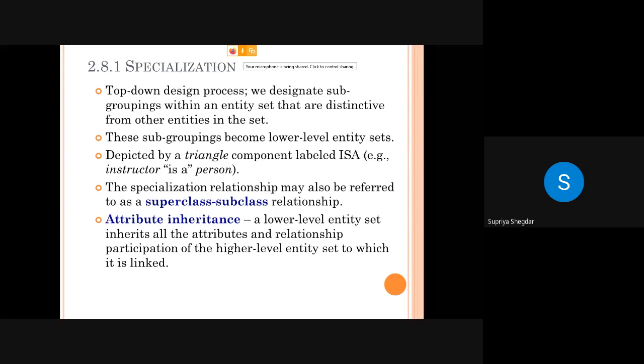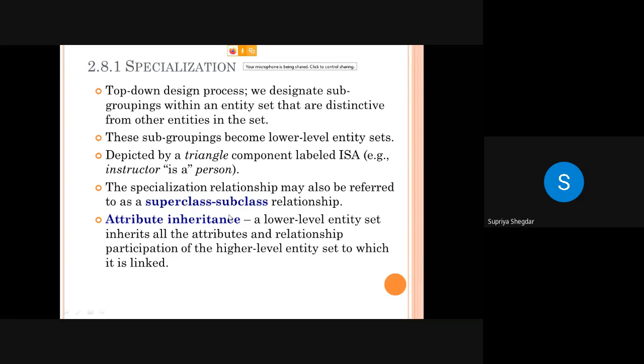So specialization means we are creating subgroupings of the higher level, that is, subgroupings of the person, and these subgroupings are instructor, teacher, manager, etc. It is represented in the ER diagram by the triangle component called ISA. The specialization relationship is also called the superclass and subclass relationship. The superclass is the class present at the higher level, and the subclass is the class present at the lower level.